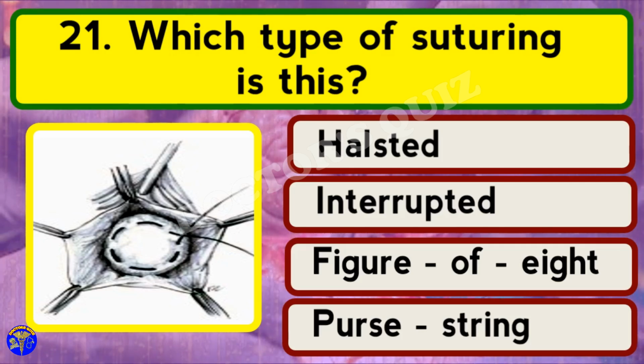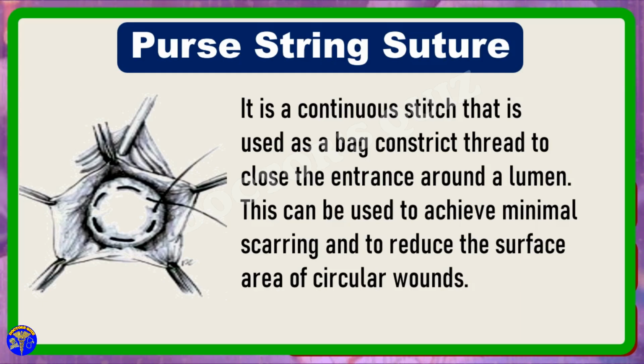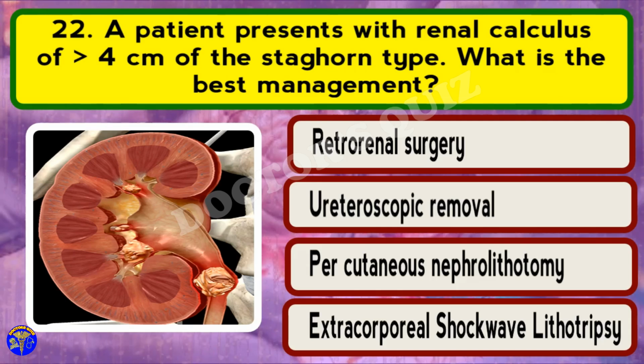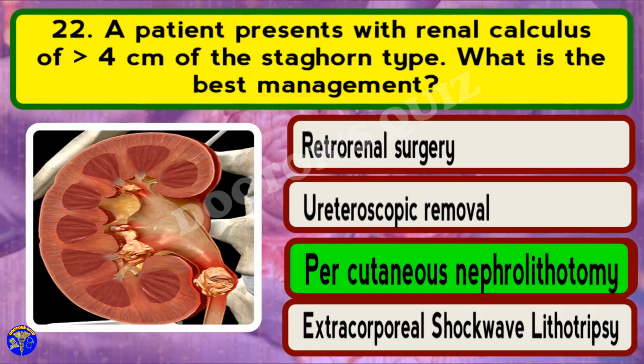Which type of suturing is this? The answer is purse string. A patient presents with renal calculus of greater than 4 cm of the staghorn type. What is the best management? The answer is percutaneous nephrolithotomy.